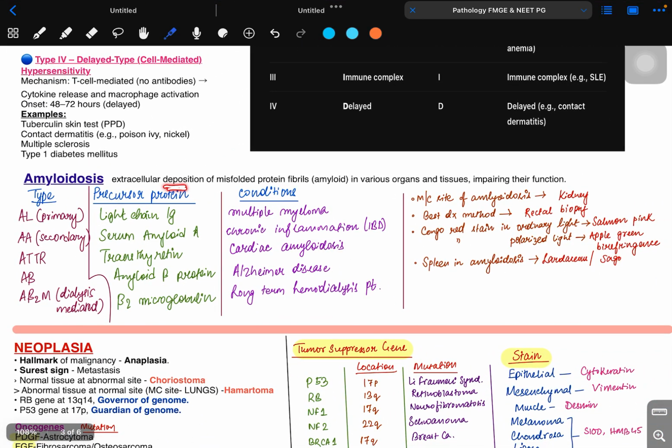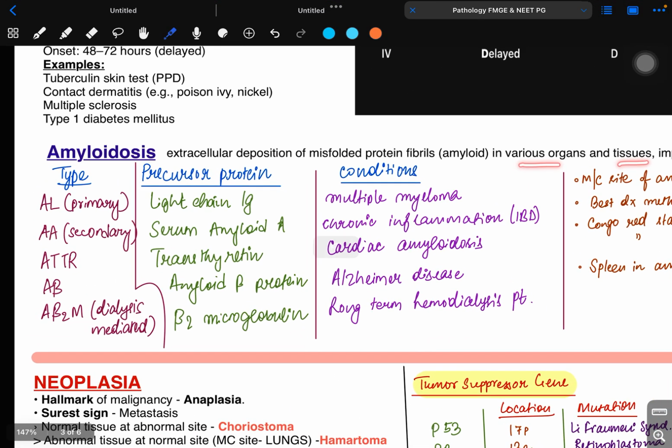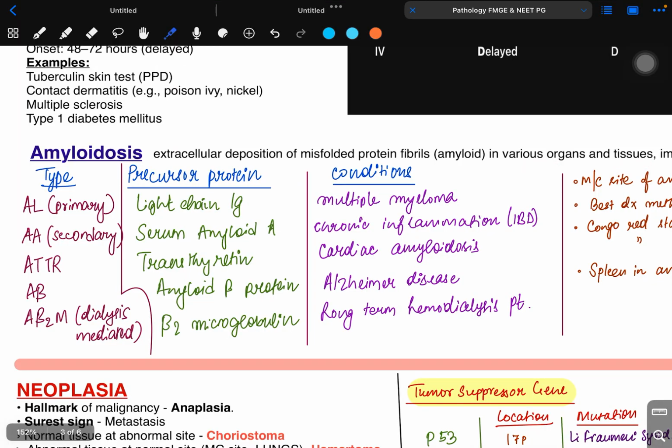Amyloidosis is the extracellular deposition of misfolded protein fibrils, amyloid, in various organs and tissues, which will impair their function. Now coming to the types, the precursor protein and the conditions. AL is the primary type. AL is for the light chain immunoglobulin, and the condition we can find it in is multiple myeloma.